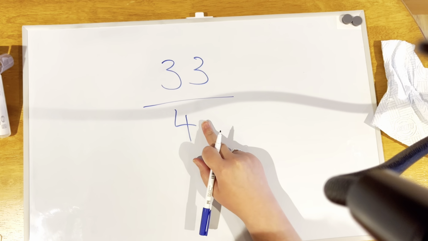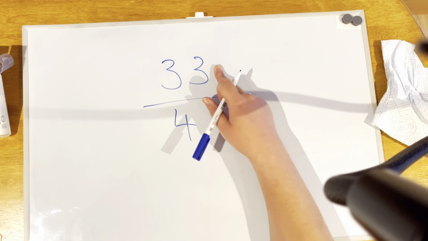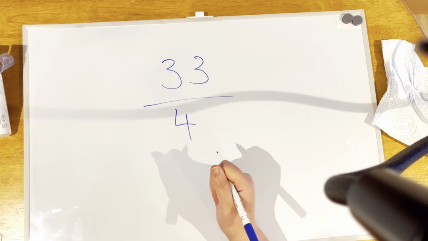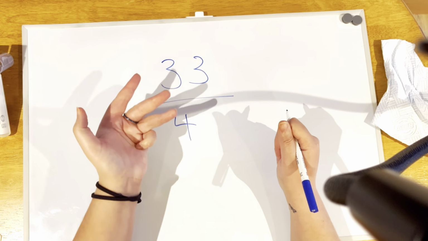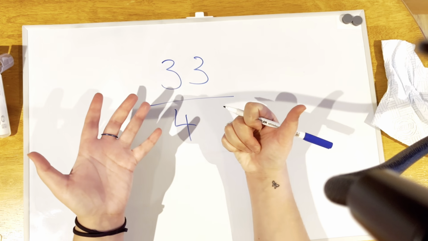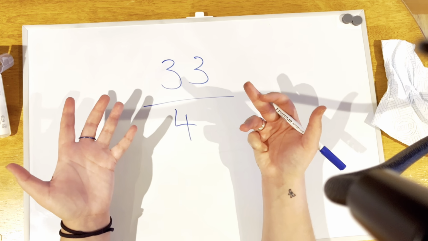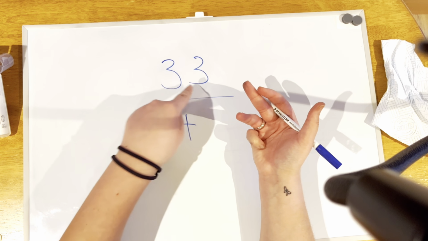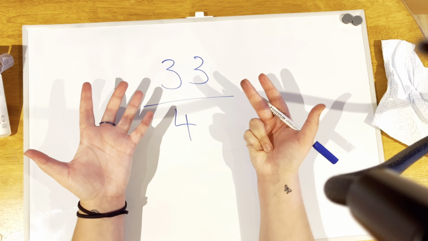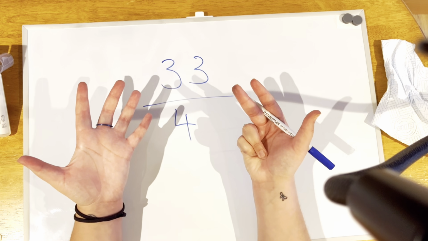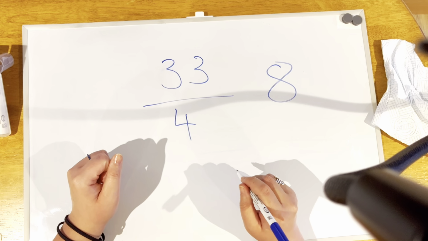33/4. So how many times does 4 go into 33? Well, we can think about our 4 times table. 4, 8, 12, 16, 20, 24, 28, 32, 36. 36 is too much. I don't have 36, so I need to go back one to 32. So that goes in 8 times. So I have 8 as my whole.